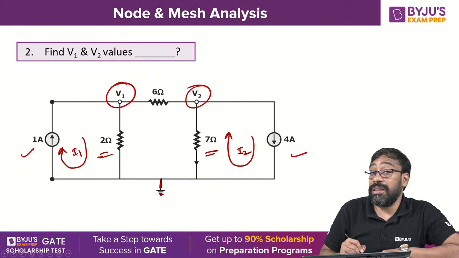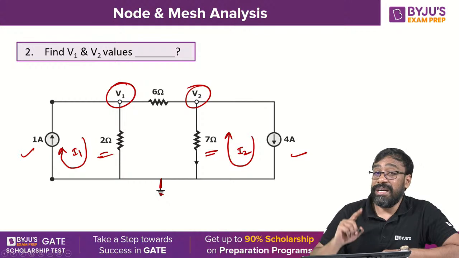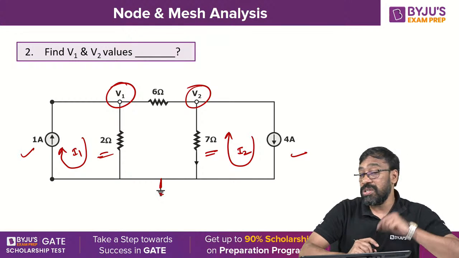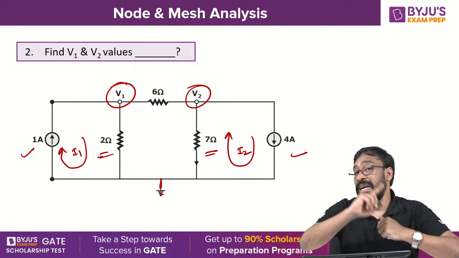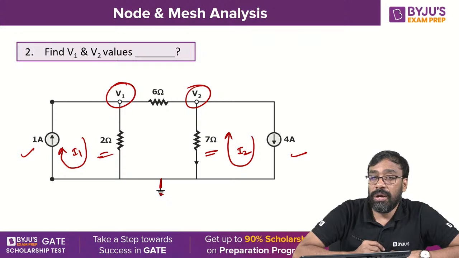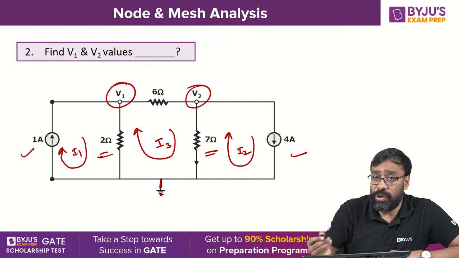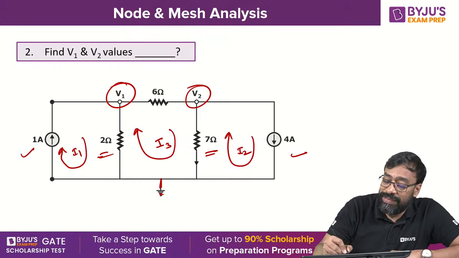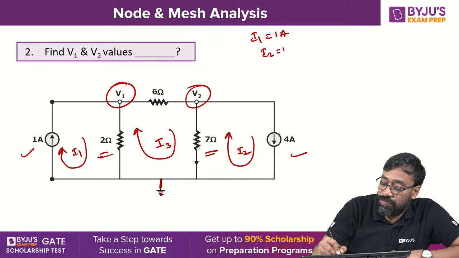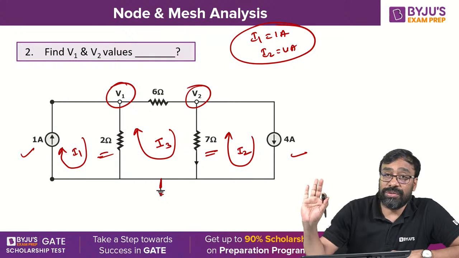I select the third loop current so that it does not pass through any other current source, because if it passes through a current source, it again leads to super mesh analysis. A current source must not be a common element between any 2 loops. So I select I3 like this. I1 is 1 ampere, I2 is 4 ampere. So I got these values.